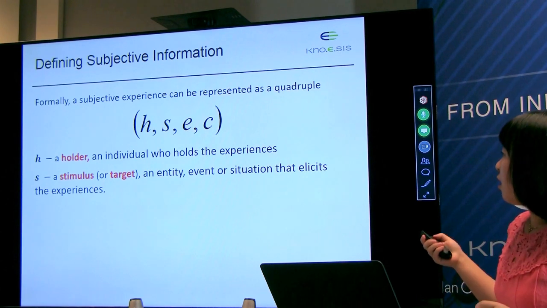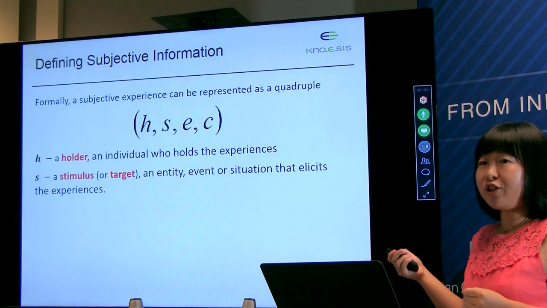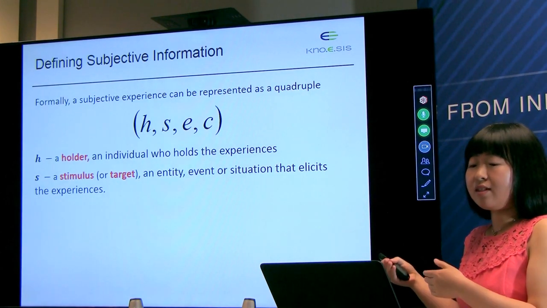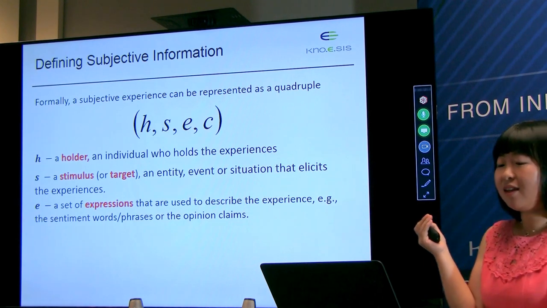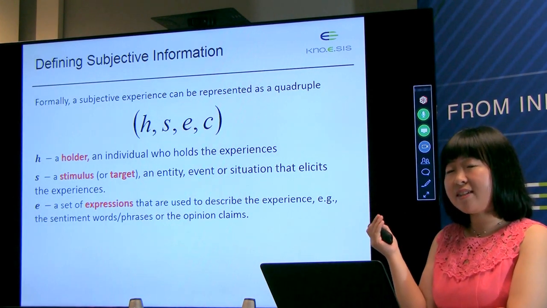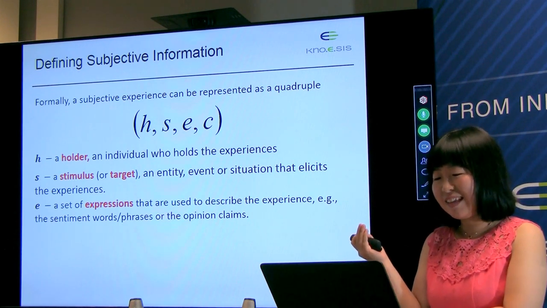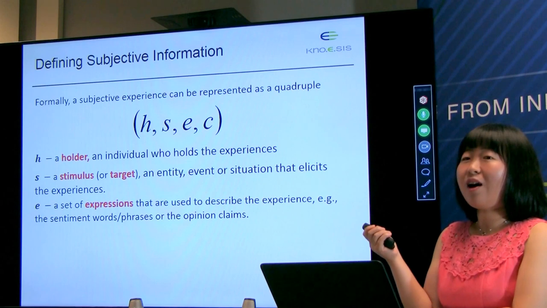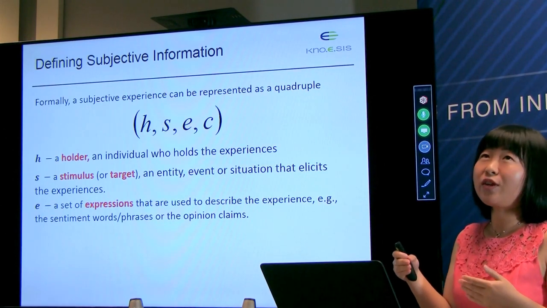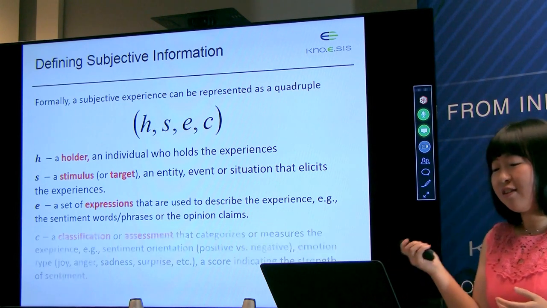The stimulus can be an entity, event, or situation which causes or elicits this experience, like the movie The Secret Life of Pets. And E represents a set of expressions used to describe this experience, such as sentiment words or phrases, or opinion claims. Or if we want to express any intent, we usually use some expression about belief or desire.